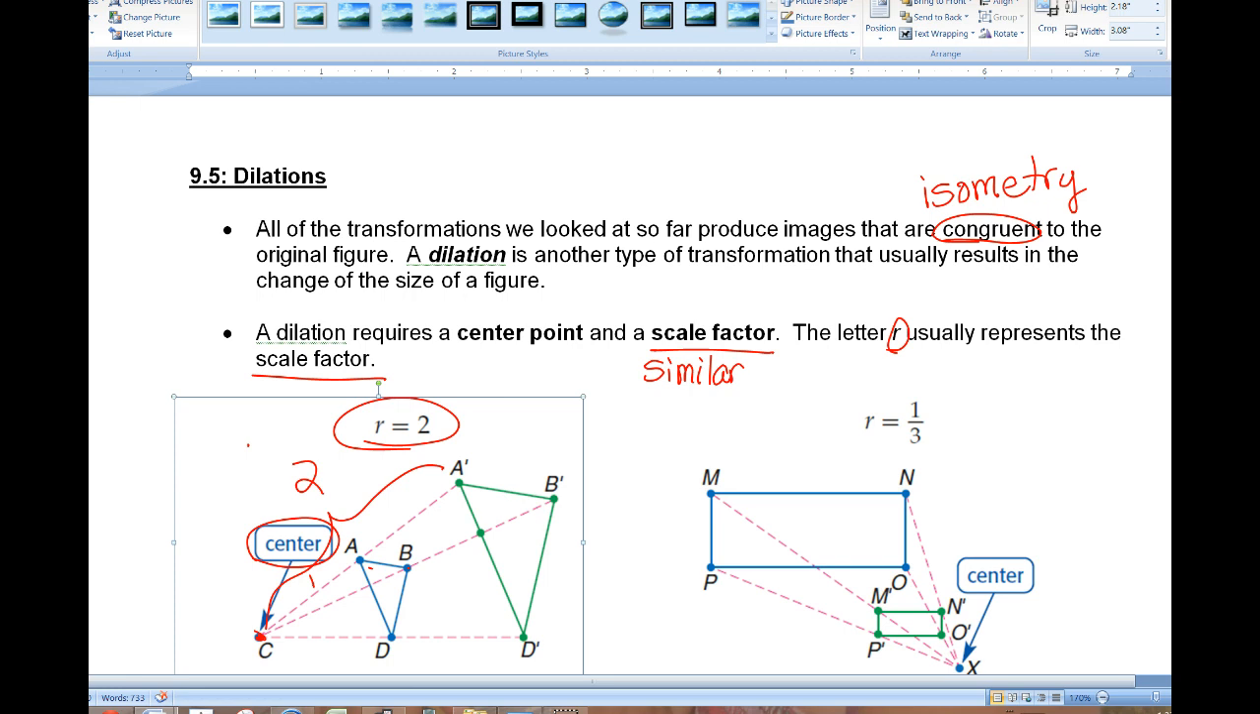So take a look at the next one. This one has a scale factor of 1/3. So what's happening this time? It's going to get smaller. So notice here, this is my original. And then what happens? Well, your resulting image gets smaller. So how would we figure that out? Well, if you were to measure, so here's our center, x. So let's just say you measure from n to x. Go ahead and do that. Measure from n to x. N to x. What do we get for that?